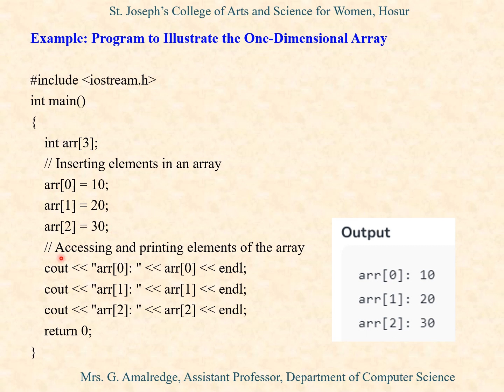Now we are going to access and print the elements of the array. With the help of the index value, we are accessing the values of the array, and with the help of the cout statement, we are going to print the array elements on the screen. Now we are getting the output like this.